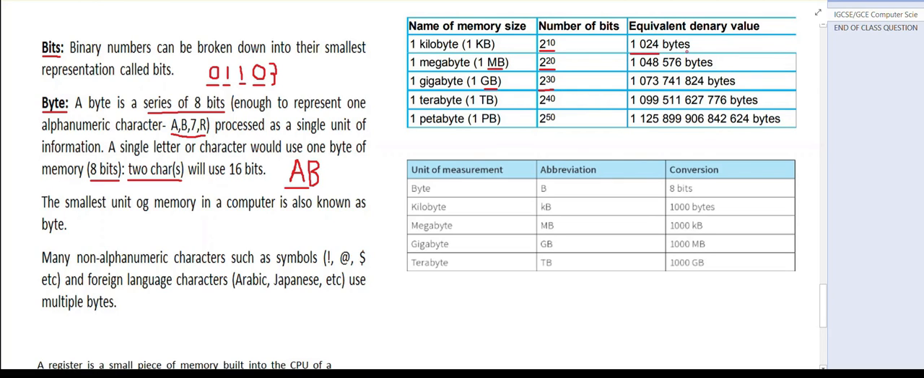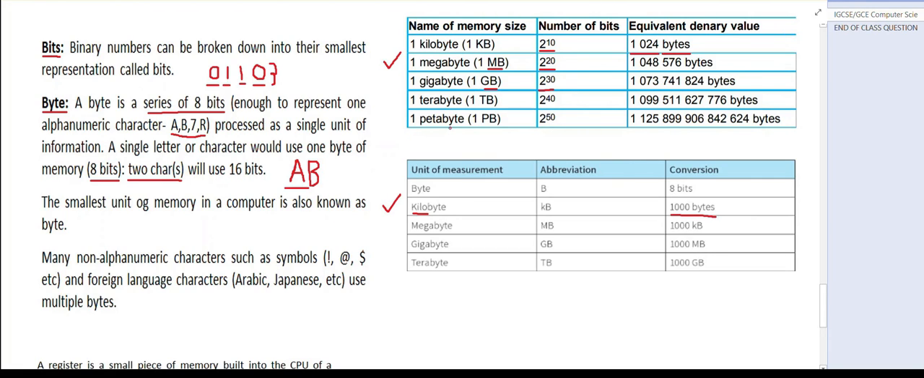These are bytes, right? Now, whether you use this or whether you use this, because we know that kilo is 1000, so we get 1000 bytes. Whether you use 1000 bytes or whether you use 1024 bytes, both are correct, right? But you have to remember the order: kilobyte, megabyte, gigabyte, terabyte, petabyte, right?